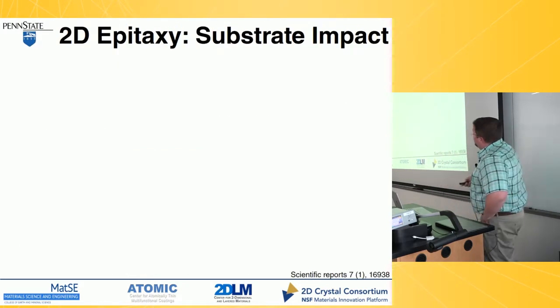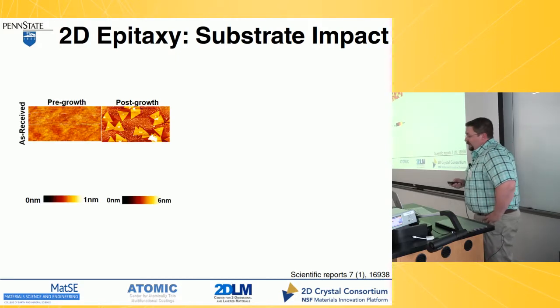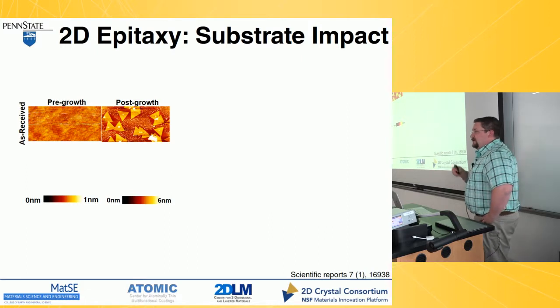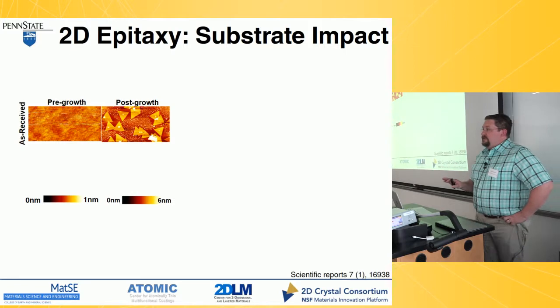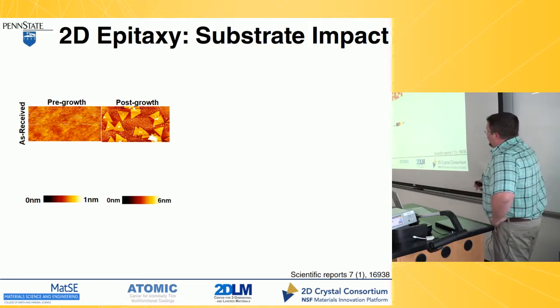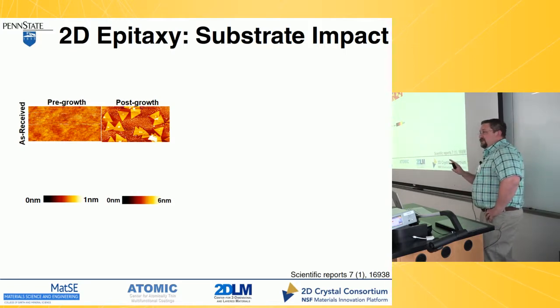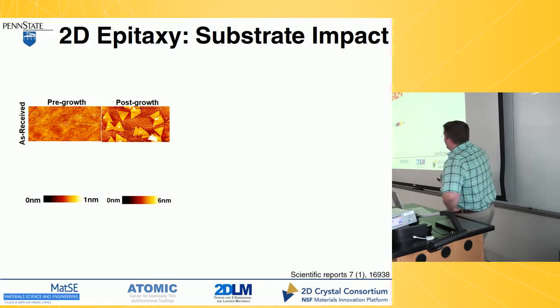All right, so 2D epitaxy. We a while ago started looking at this. Let's say we grow on sapphire because it's a crystalline substrate. SiO2 is awful for many reasons, but we're just going to stick with epitaxy. It's hard to do epitaxy on an amorphous substrate, right?